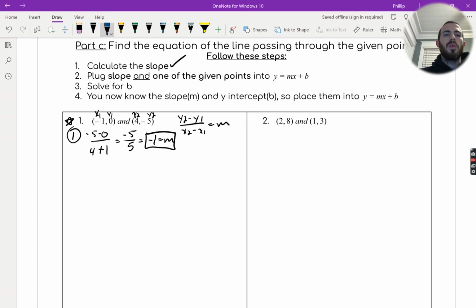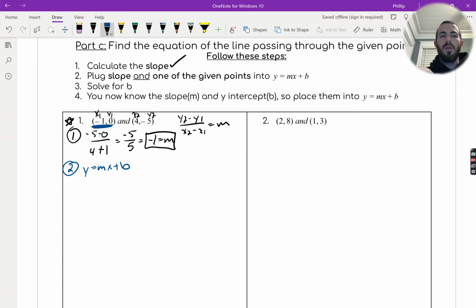Step 2 is we're going to plug the slope and one of the given points into y equals mx plus b. So I'm going to write y equals mx plus b first. This is the form that we're looking for. And always pick the easier point. So I'm going to look for either the lowest numbers or the numbers closest to 0, or a point that includes 0. So in this case, that includes 0.